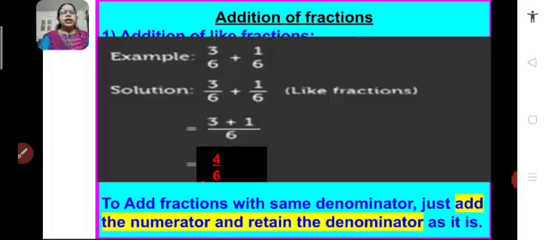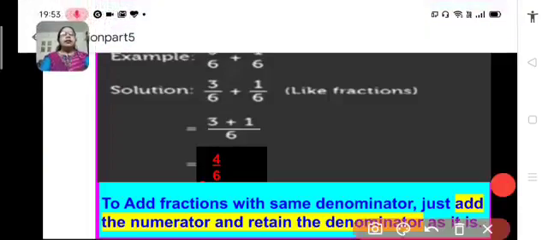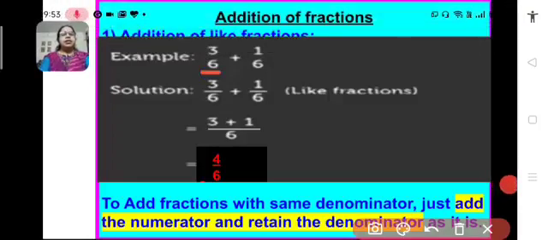Now, coming to the next topic, how do we add fractions? Children, you have learned how to add the whole numbers, but how to add fractions, we will learn now. We have two fractions here which have same denominators. That means they are like fractions. So, when we have like fractions, what we do?